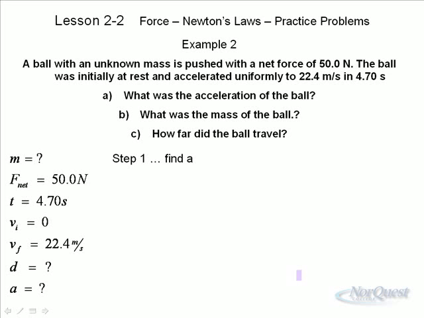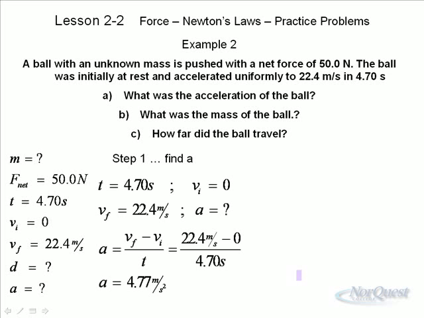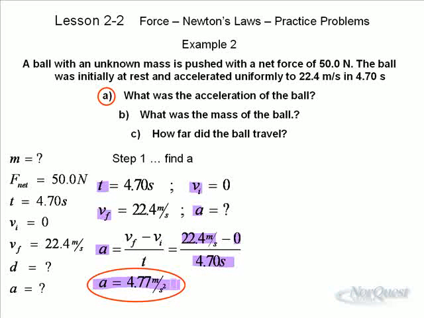Those are 3 variables, and of course, whenever you have 3, using those 4 kinematic expressions, you can find the fourth. And this one's pretty straightforward because time, initial velocity, and final velocity are given. Solving for a, we use our first kinematic expression. VF, 22.4 minus 0, that's the initial, divided by the time, gives us an acceleration of 4.77 meters per second squared.